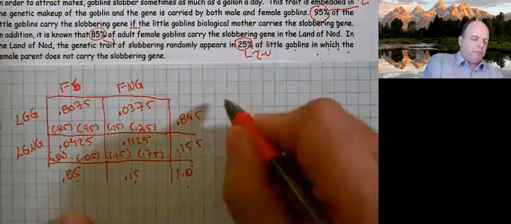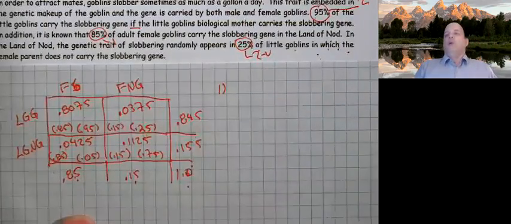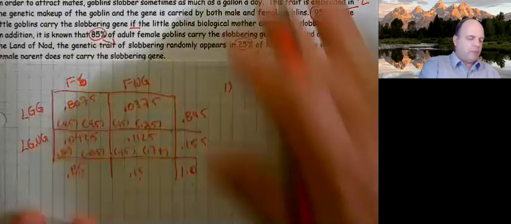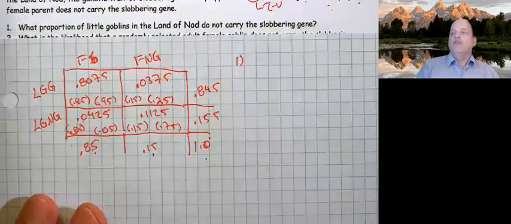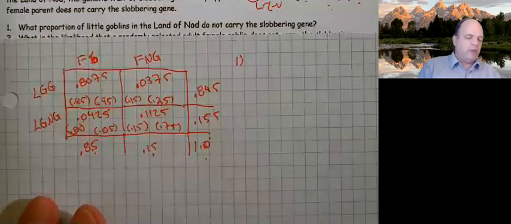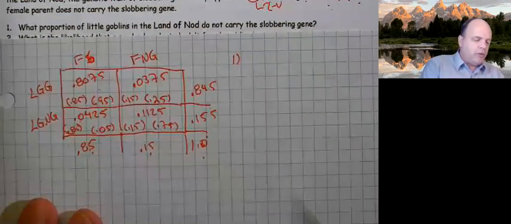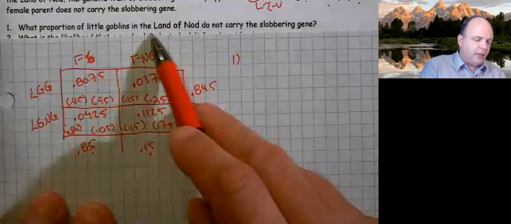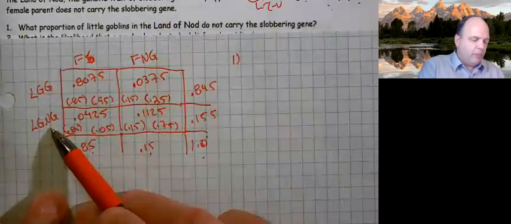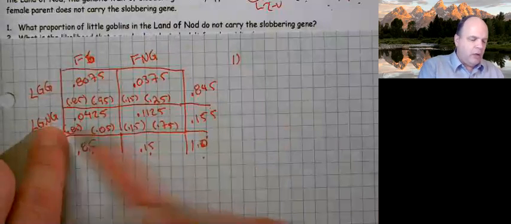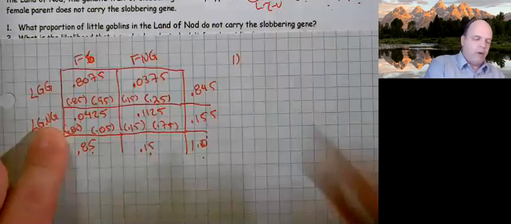So number one, what is the probability, or what proportion of little goblins in the land of Nod do not carry the slobbering gene? What proportion of the little goblins in the land of Nod do not carry the slobbering gene? Little goblins, no gene, 0.155.